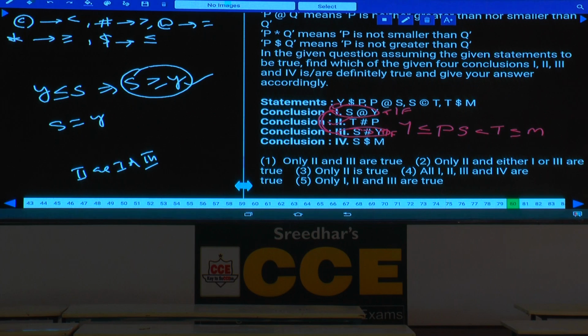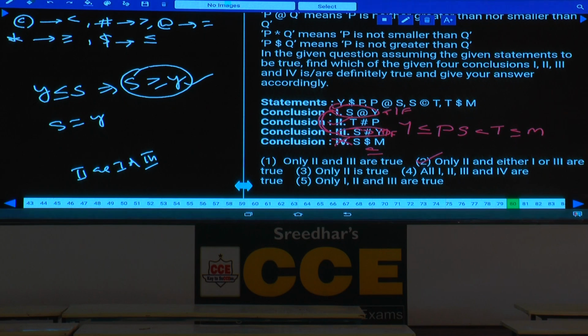Then coming to the fourth one, S dollar. Dollar is S is lesser than or equals to M. Is it lesser than or equals to M, or is it only lesser than? It is only lesser than. It cannot be equals to. And so what is your answer here? 2 and either 1 or 3, choice 2. Done with this question number 80.